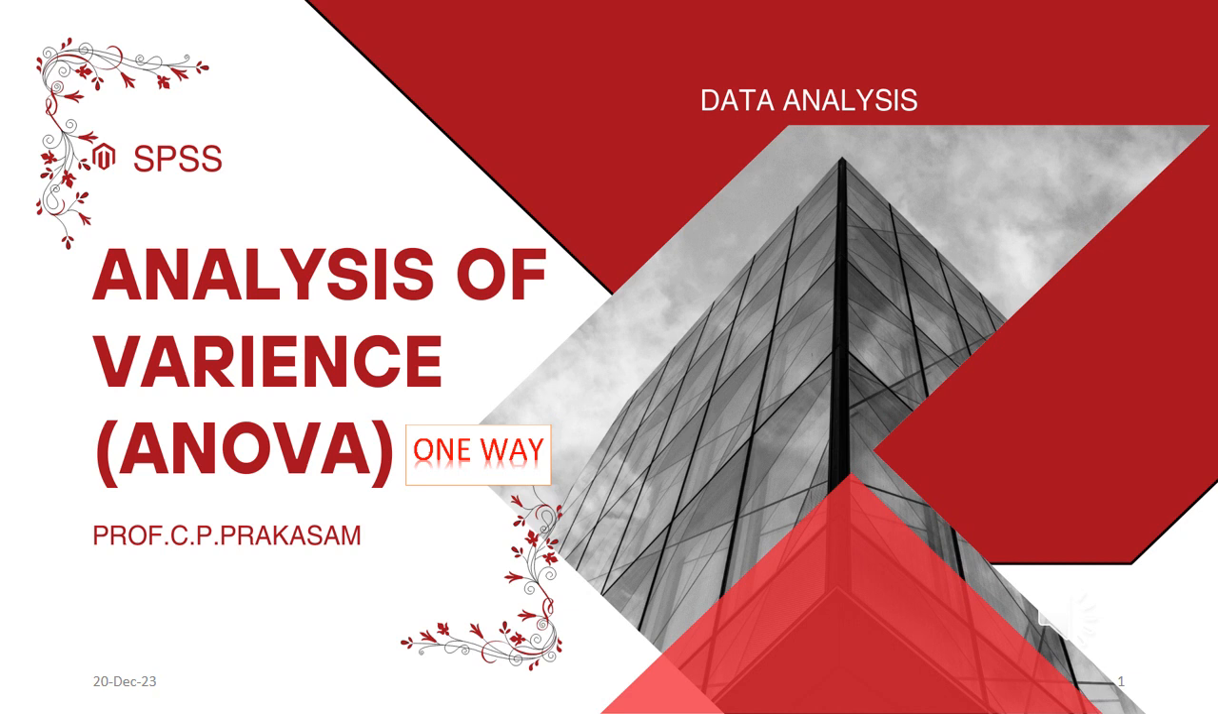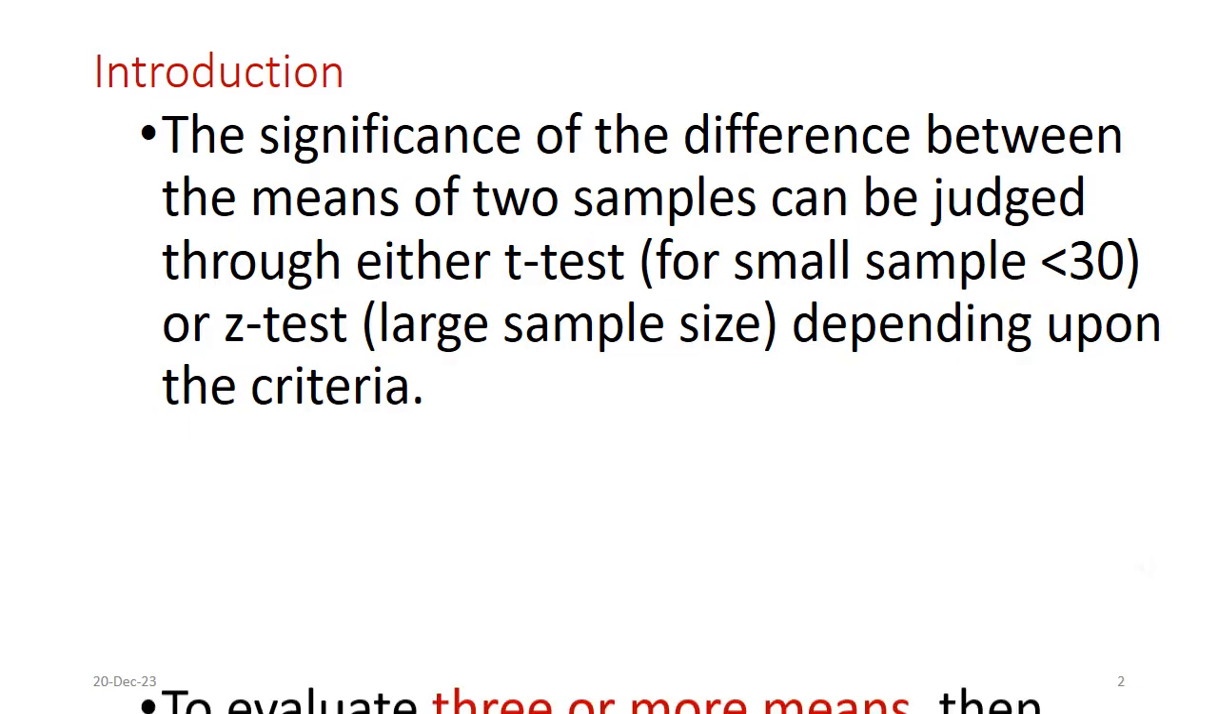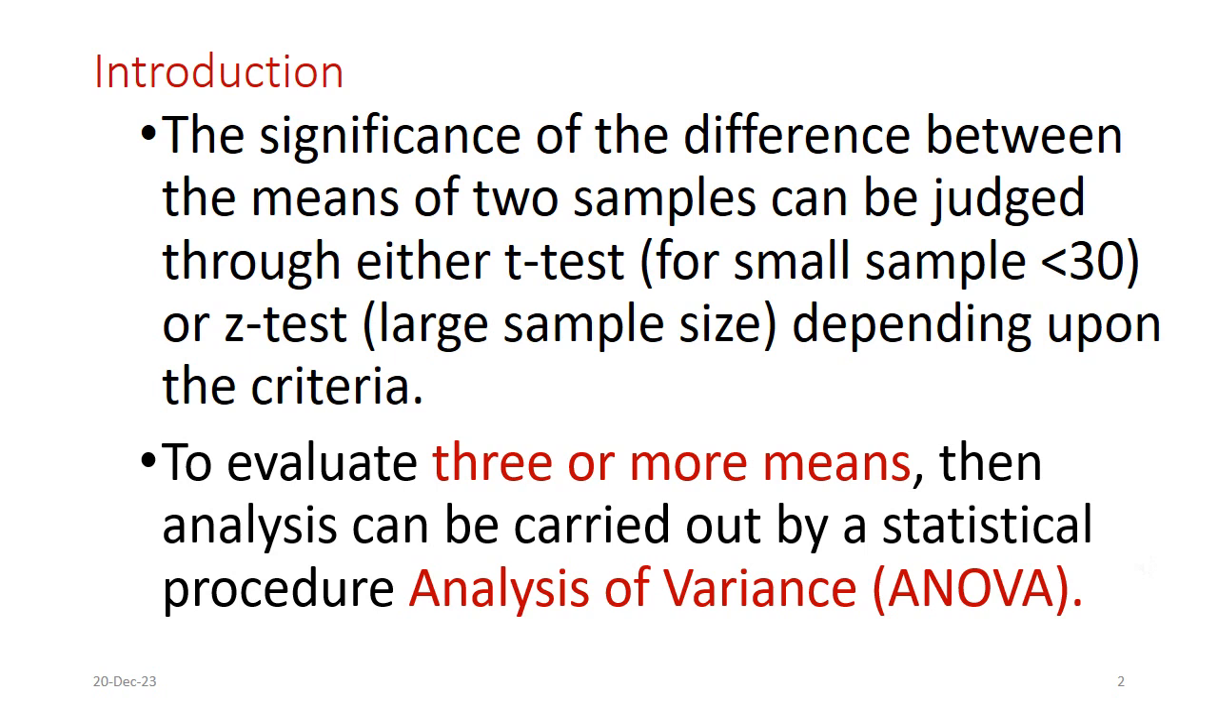I will be discussing analysis of variance, one-way analysis of variance. In our statistical analysis, the significant difference between two sample means can be judged either through T statistics for a small sample or Z statistics for a large sample, depending upon the criteria. To evaluate three or more means, we have to use the analysis of variance.